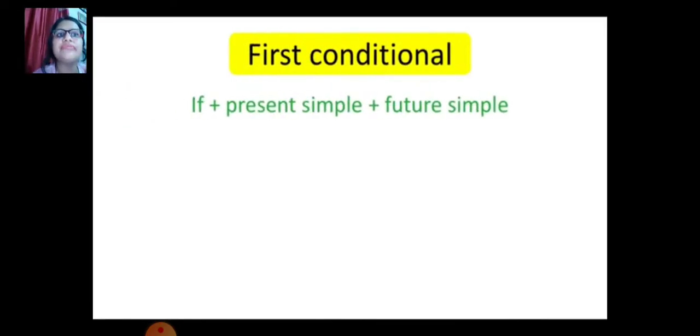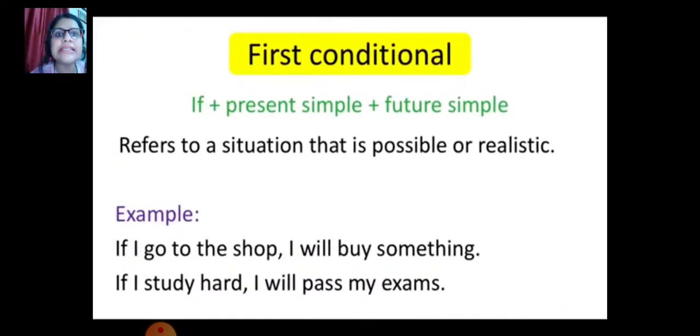Let's move forward to the first conditional now. So note it down in your copy. If plus present simple, but the second part of your sentence must be in the future simple. And how to represent this? It refers to a situation that is possible or realistic. In your first one, it was true. It means there is no other possibility apart from the true fact. It has to happen over there. But in this first conditional, the situation is that it is possible or realistic.